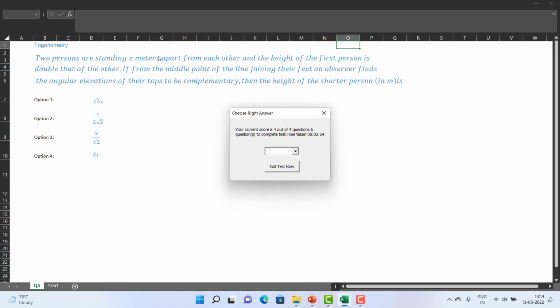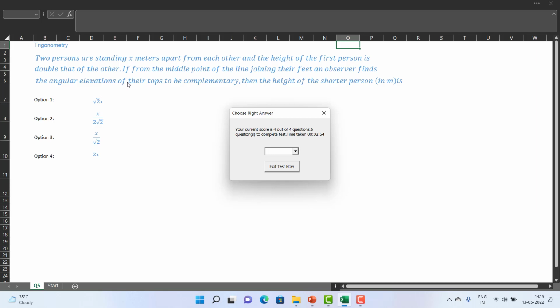Two persons are standing x meters apart from each other and the height of the first person is double that of the other. If from the midpoint of the line joining their feet, an observer finds the angular elevations of the tops to be complementary, then the height of the shorter person is, let the shorter person be of height y, then the other person will be of height 2y. The distance between their feet is x, middle point to their feet is x by 2.